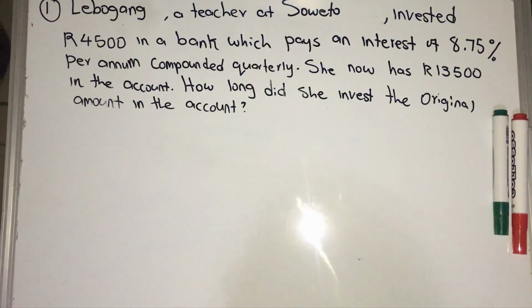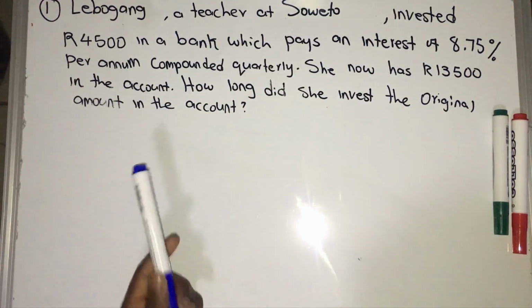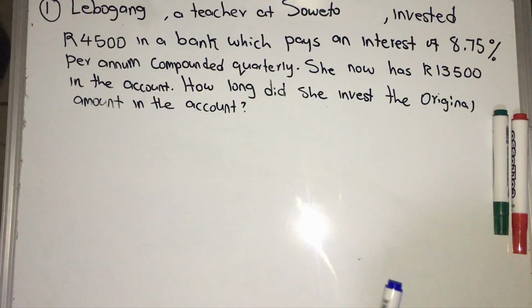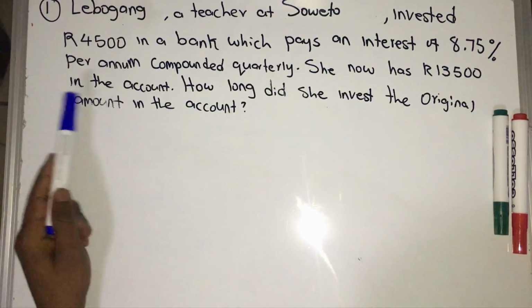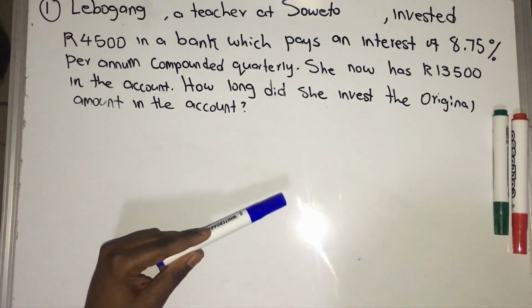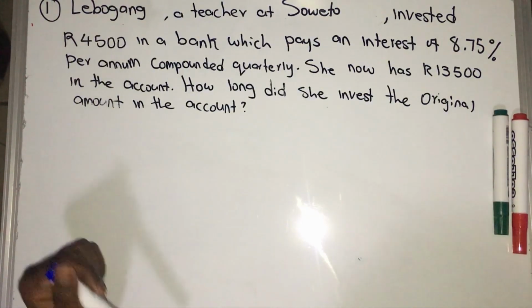Okay, our first question is as follows. We are told that Lebogang, a teacher at Soweto, invested 4,500 rands in a bank which pays an interest of 8.75% per annum, compounded quarterly. She now has 13,500 rands in the account. How long did she invest the original amount in the account?